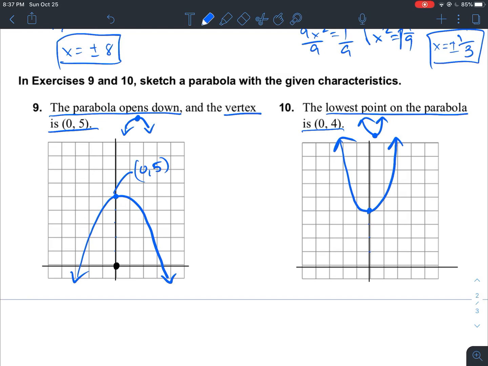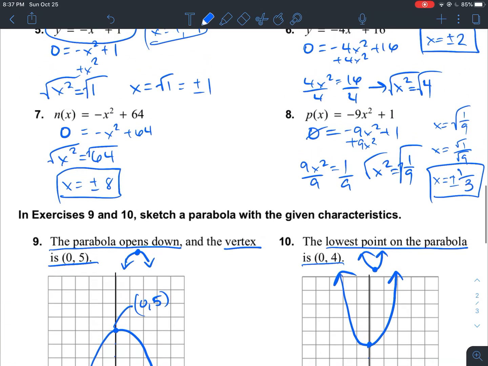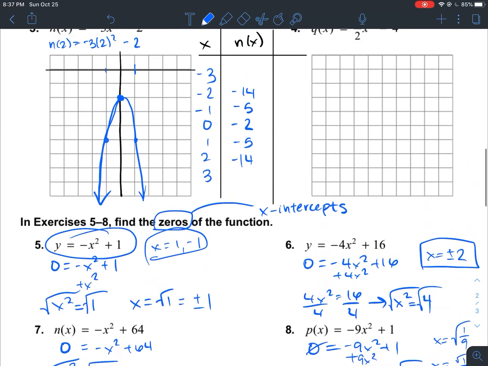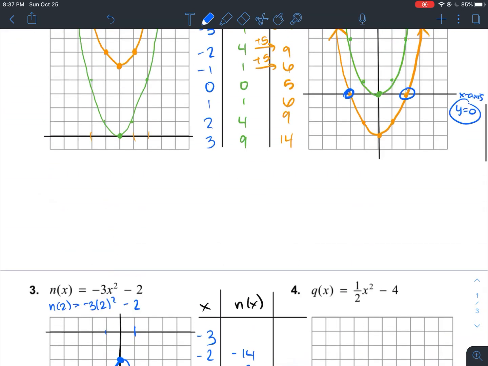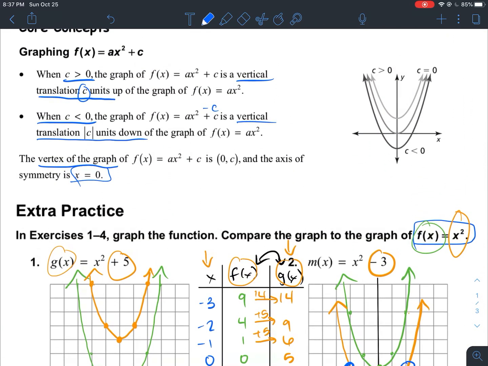Okay, so that should do it for this lesson. Really not too bad for either of these lessons. Again, a lot of the principles we've already used before, but with absolute value functions. So go ahead, finish this up, and then jump on the homework, which is in Big Ideas, and come to class if you have any questions.